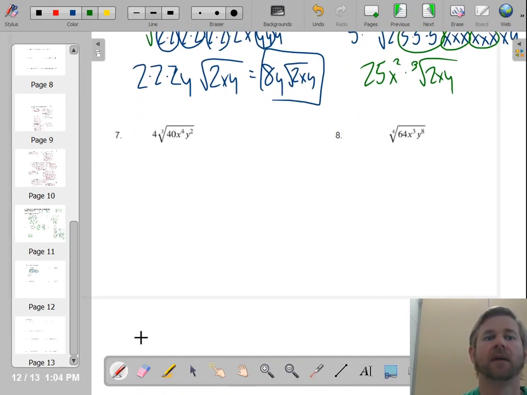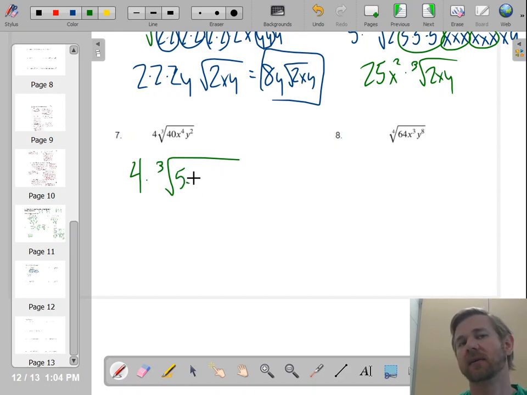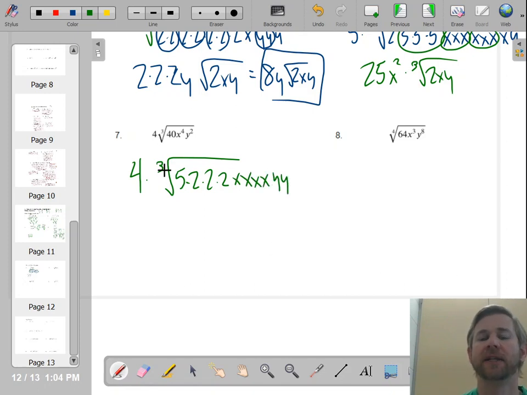Number 7. 4 times the third root of 40, which is 5 times 8, which is 2 times 2 times 2. And then x, x, x, x, y, y. You probably don't need to break it down as you get better at this, but I'm going to do it that way just to show you.